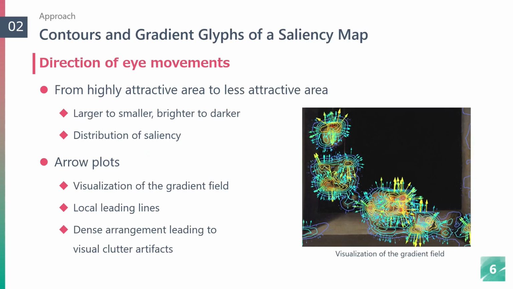So, we focused on the gradient field of the saliency map, because human eyes are drawn from highly salient regions to less salient regions. This visualization of gradient field using arrow plots enabled us to depict the local feature of leading lines, but the dense arrangement of many glyphs, which tends to overlap each other, led to visual clutter and it was unsuitable in identifying comprehensive leading lines.